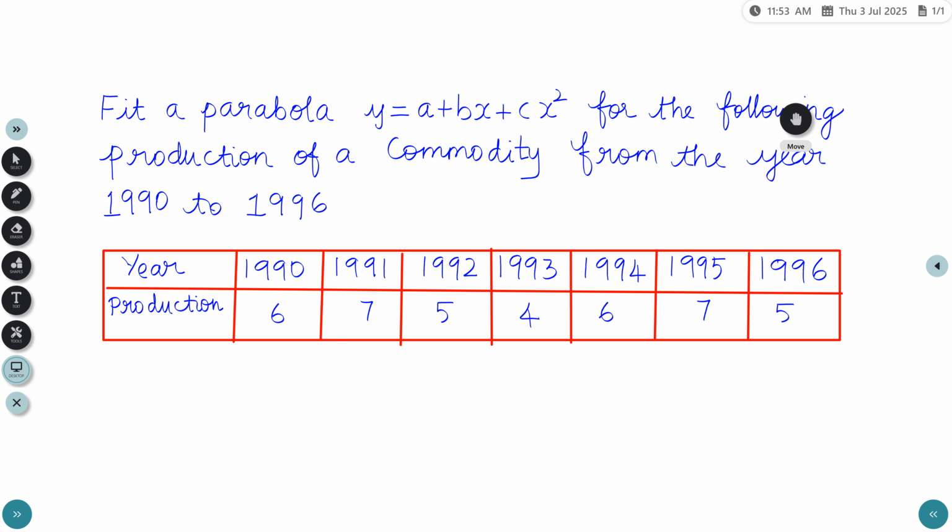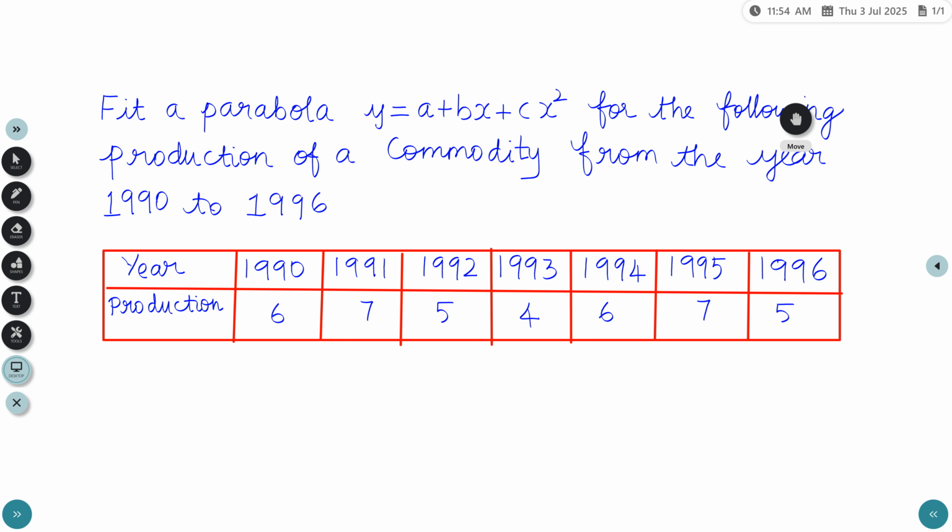This problem belongs to Unit 4 Introduction to Statistics, least square method problem. Fit a parabola y equal to a plus bx plus c x square for the following production of a commodity from the year 1990 to 1996. Year and production are given. The years are 1990 to 1996. The corresponding values are 6, 7, 5, 4, 6, 7, and 5.